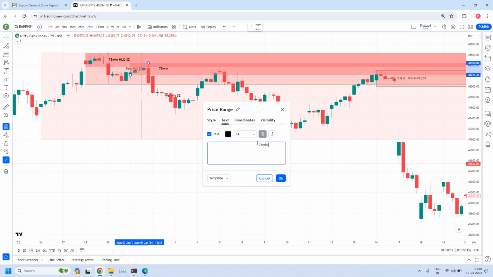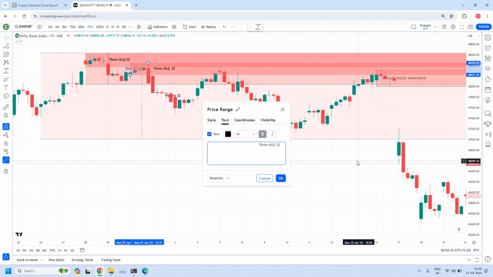So it's a very dangerous zone for buyers. Definitely we need to exit. Until this zone is violated, we should be very careful. This is a 75 minutes high liquidity supply zone.